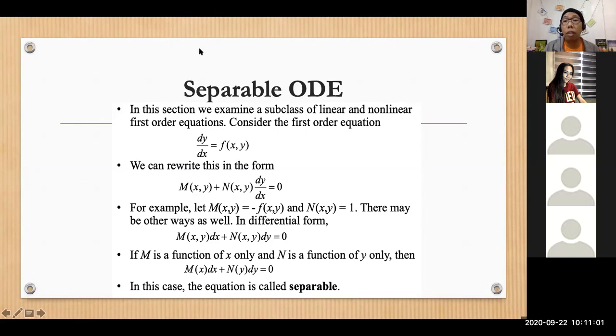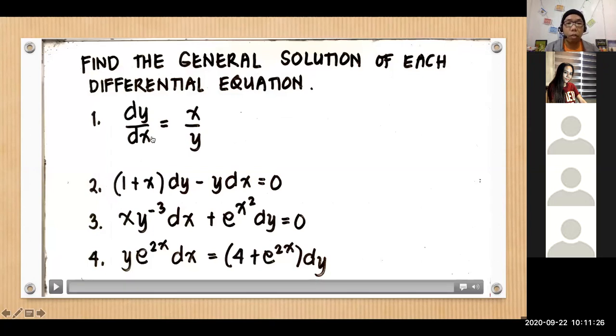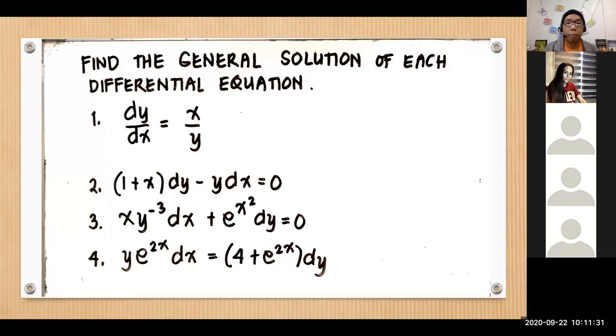Again, not all first order differential equations can be solved using this technique, where you separate the variables, where you put x with dx and you make sure that y is with the differential dy. So this is our first method. Now, we have the following problems to solve. These are just simple problems for you to understand or get the idea of separating the variables.